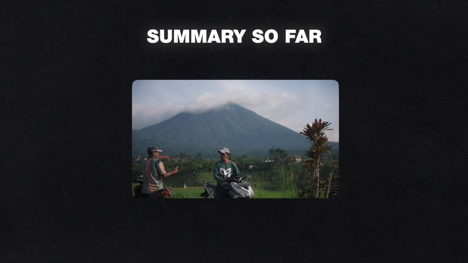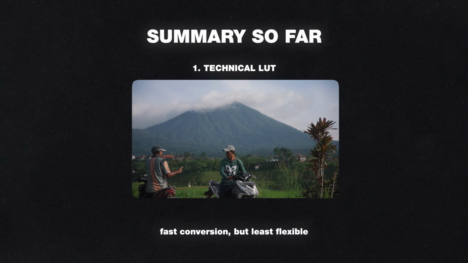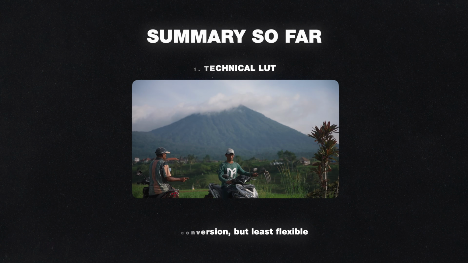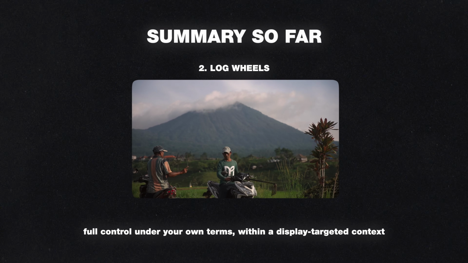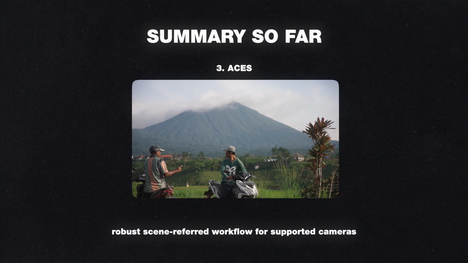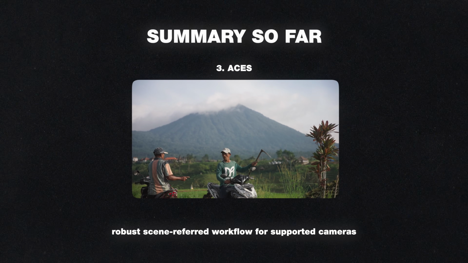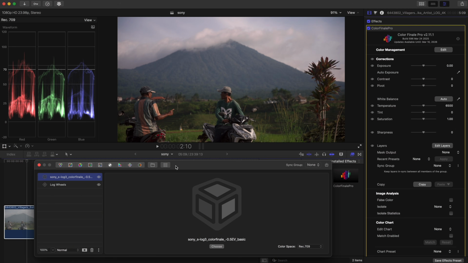So, to summarize so far, the options are: you can use a technical LUT, which equals fast conversion but least flexible; log wheels, full control under your own terms within a display-targeted context; and ACES, robust scene-referred workflow for supported cameras. Now that we've normalized the image, we can move on to color grading it.